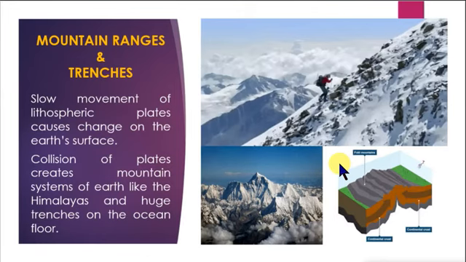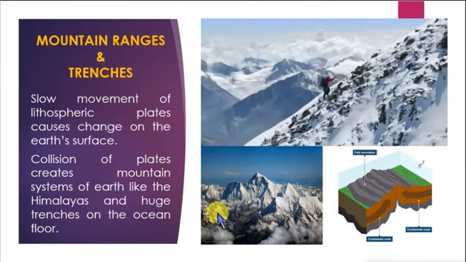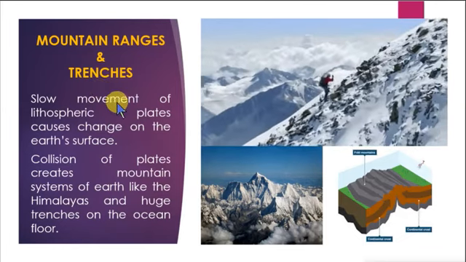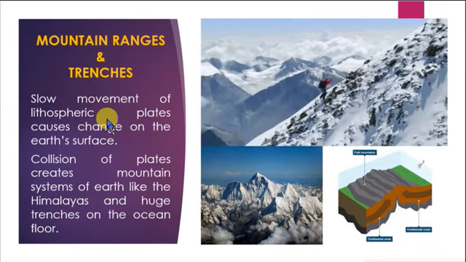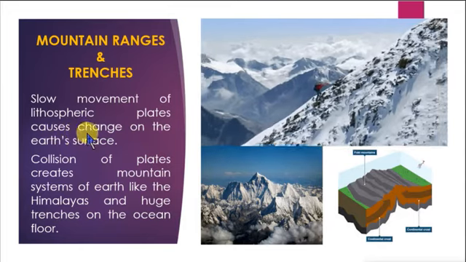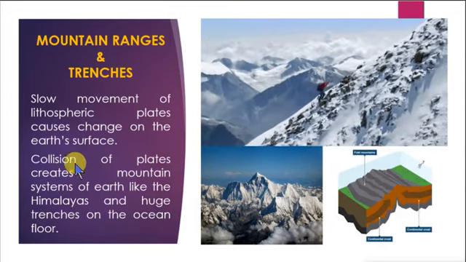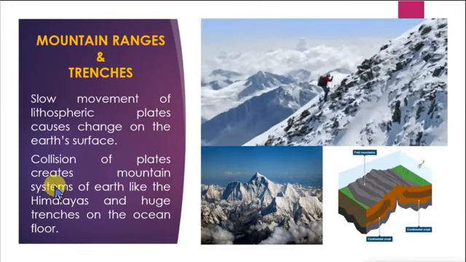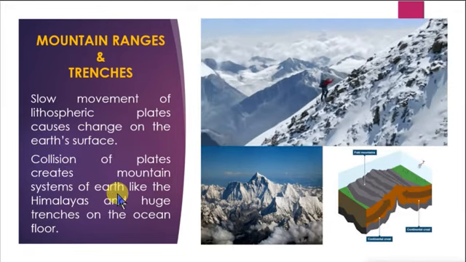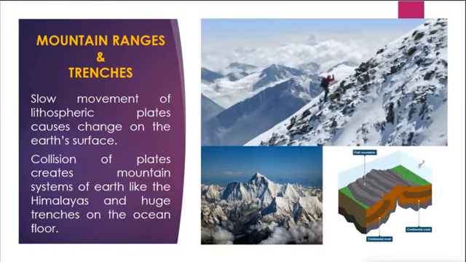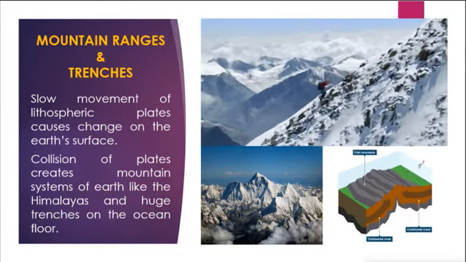Now, let us understand mountain ranges and trenches. Slow movement of lithospheric plates causes changes on the earth's surface. Collision of plates creates mountain systems of the earth like the Himalayas and huge trenches on the ocean floor.